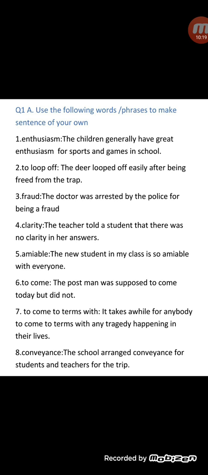7. To come to terms with. It takes a while for anybody to come to terms with any tragedy happening in their lives. 8. Conveyance. The school arranged conveyance for the students and teachers for the trip.